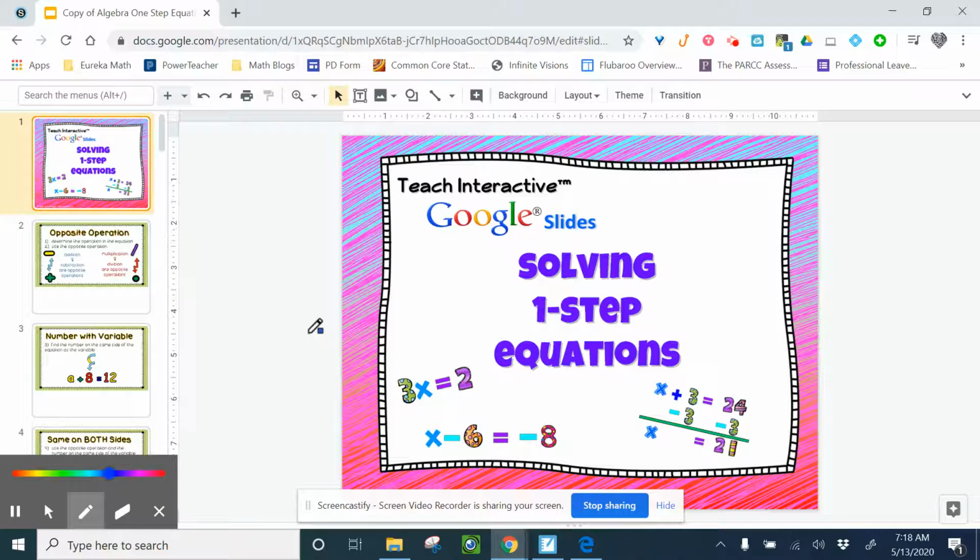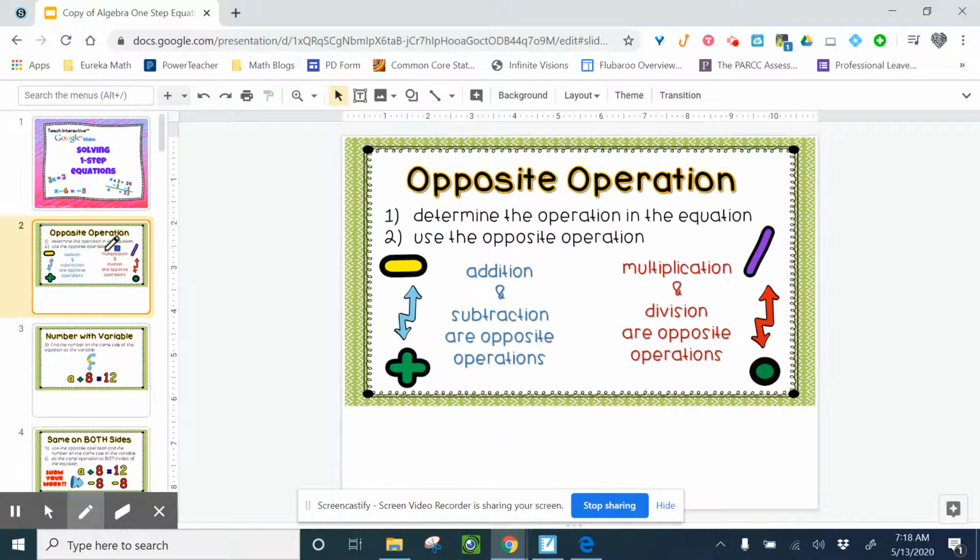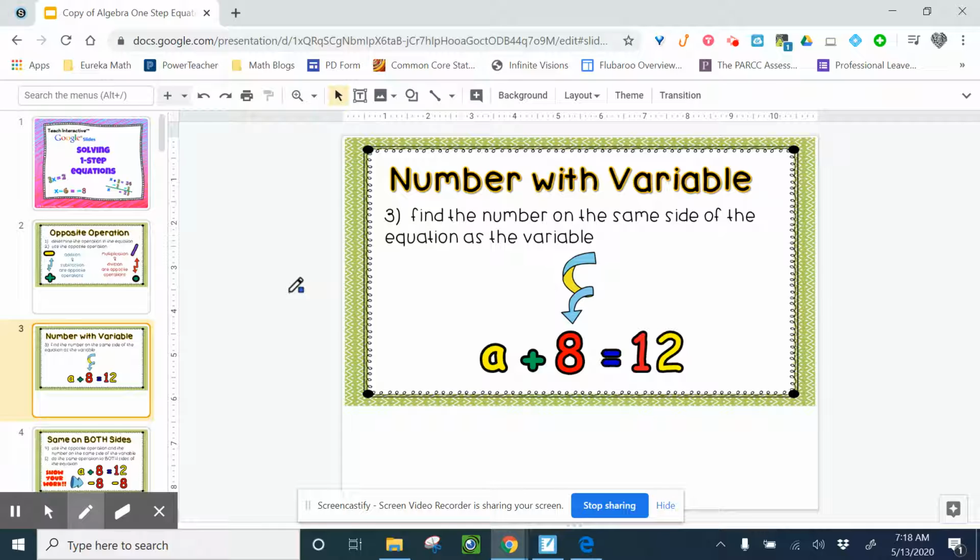Today's video is going to review solving one-step equations, how to solve with all four operations in one lesson. Just to quickly remind you of what we learned, we always solve using the opposite operation from the equation. If I have addition, I would use subtraction. If I have subtraction, I would use addition. If I have a multiplication equation, I would use division to solve it. If I have a division equation, I would use multiplication to solve it. It's always going to be the opposite of what's in there.